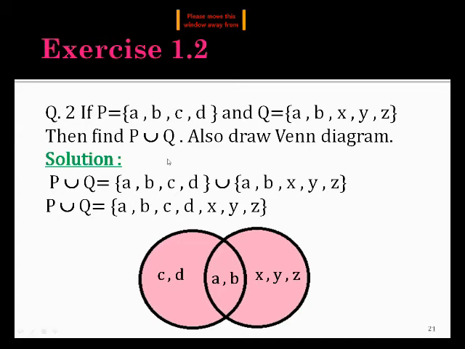Firstly, we have to find the union of these sets. So here we write in sequence: A, B, C, D, X, Y, and Z. Here we draw two circles which represent the overlapping diagram. These two circles are overlapping with each other. Now students, as I previously discussed, this portion contains those elements which are only in the first set, those elements which are only in set P. As you see, C and D are only present in set P. So here we write C, comma D.